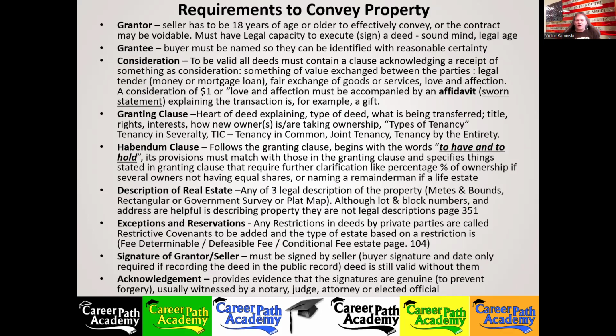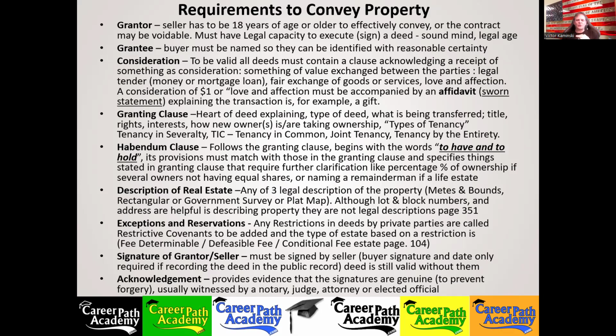Then the granting clause is the heart of any deed. It explains what exactly is being transferred here. Are we transferring the title, the ownership of the property? Or are we just transferring somebody's rights or partial ownership interest in a property? It also describes how the new owner is taking the ownership. Is it going to be in severalty, in common, as joint tenants, or tenants by the entirety? Remember, we went over those different forms of ownership.